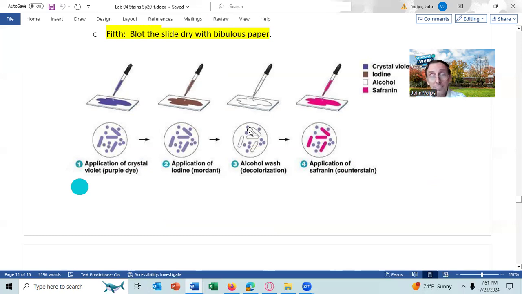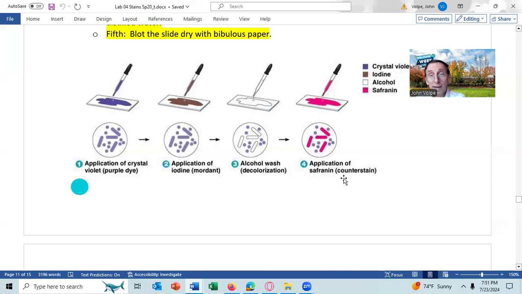The gram positive cells will be purple color. The gram negative cells will be clear. Then you apply the safranin. The gram positive cells will be purple color. The gram negative cells will be pinkish color.